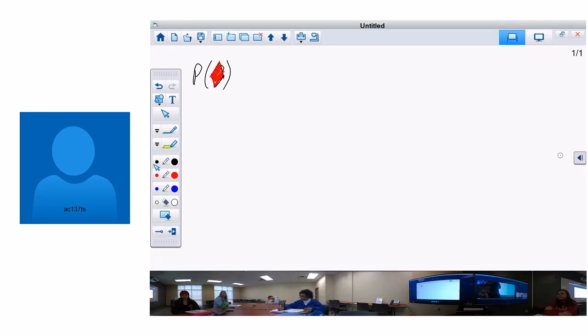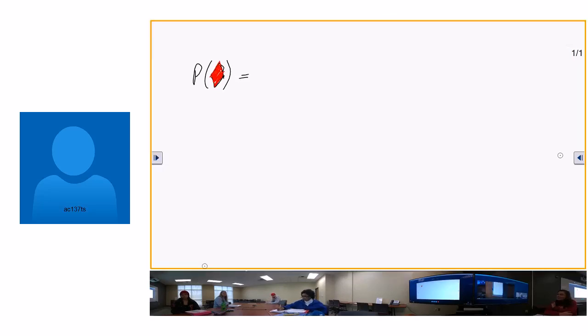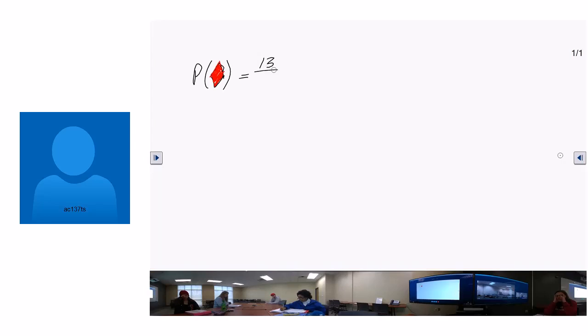Innovative teaching. All right, so the probability of a diamond would be the same as the probability of a heart. And I think we did hearts last time. And that would be the same. What would it be? 13 over what? 52. 13 over 52, which is 1/4, which is equal to 0.25.